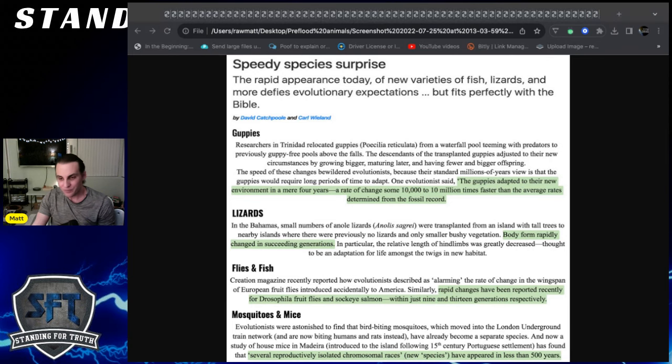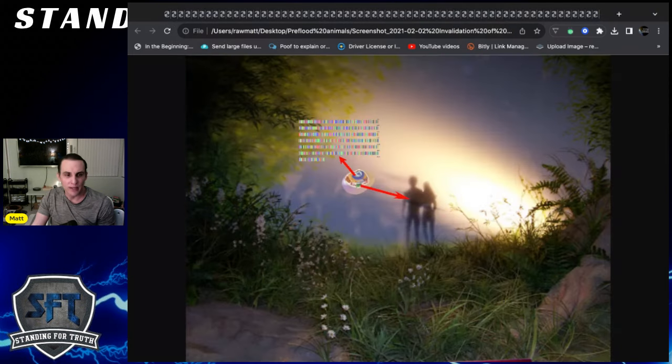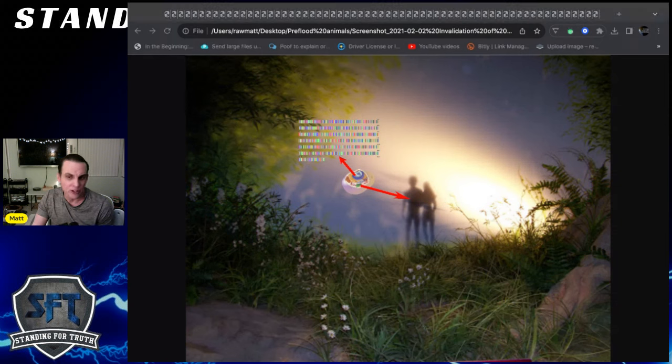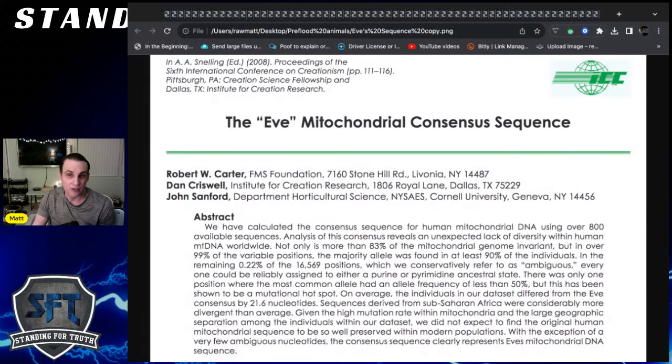And so when we go back, are we able to ask, what is Adam and Eve's genome? We talked about the CL1 gene in the mitochondria. Can we actually look at the entire genome? Yes, we can. Dr. John Sanford and I believe Robert Carter figured that out. You can actually see Eve's sequence.